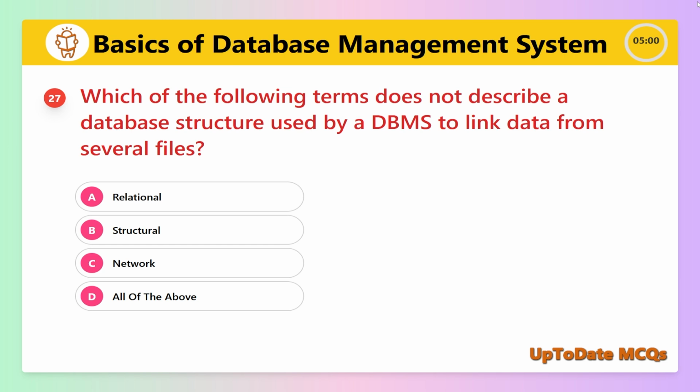Which of the following terms does not describe a database structure used by a DBMS to link data from several files? A. Relational, B. Structural, C. Network, D. All of the above. The correct answer is option number B, structural.